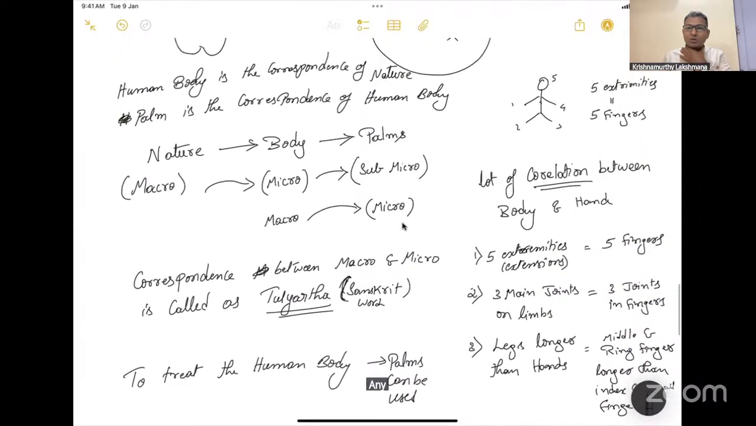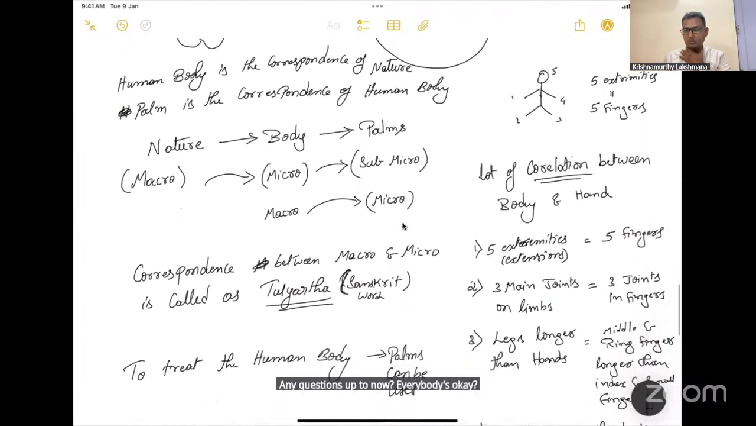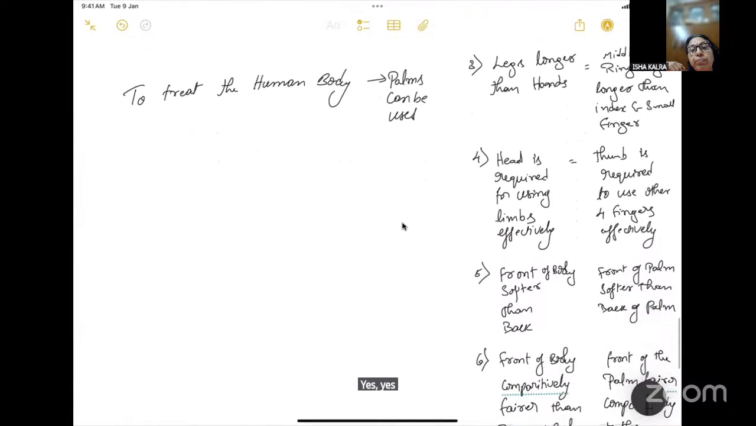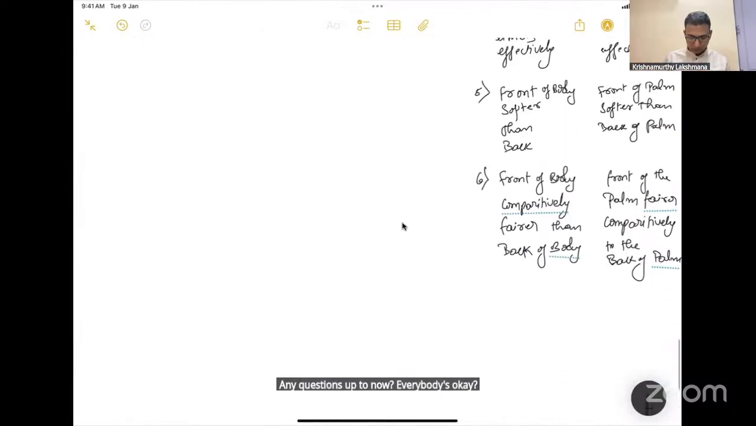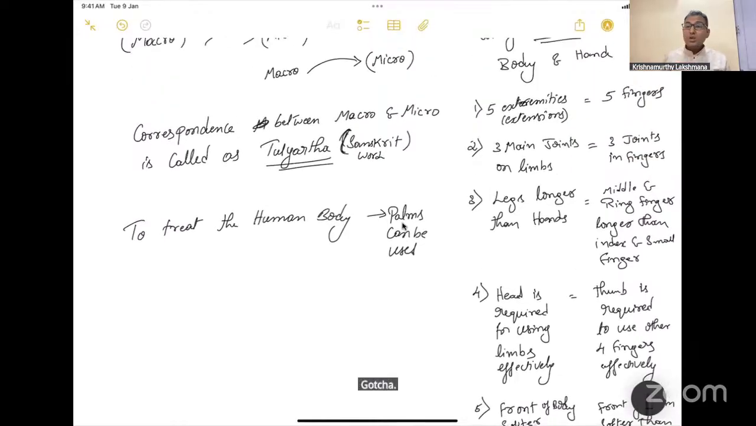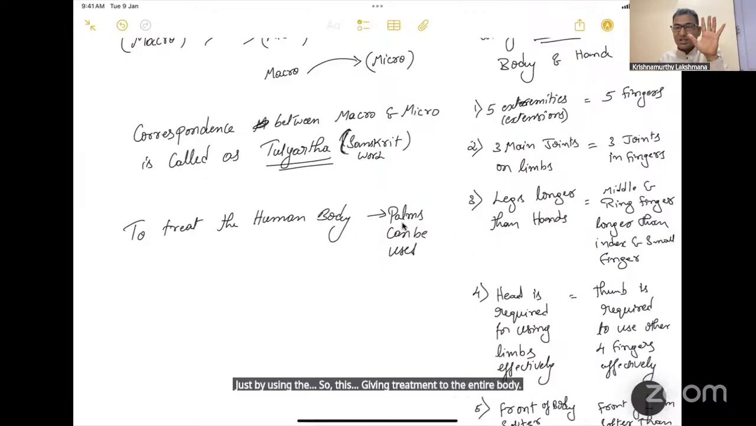Any questions up to now? Everybody is okay? Yes. Achha. So now I can treat the entire body just by using the palm. So this giving treatment to the entire body just using the palm, using the principles of Ayurveda, is called as Ayurvedic acupressure.